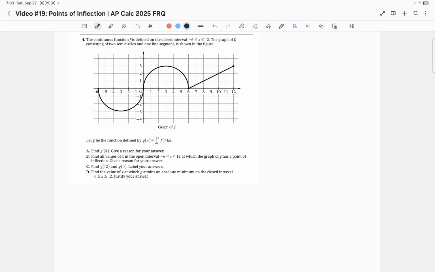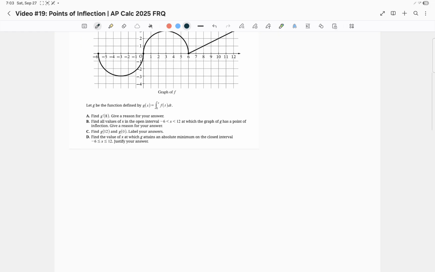Okay. The continuous function f is defined on a closed interval from -6 to 12. The graph of f, consisting of 2 semicircles and 1 line segment, is shown in the figure. Let g be the function defined by g of x equals the integral from 6 to x of f of t dt. Find g prime of 8. Give a reason for your answer. Well, you need to give a reason.